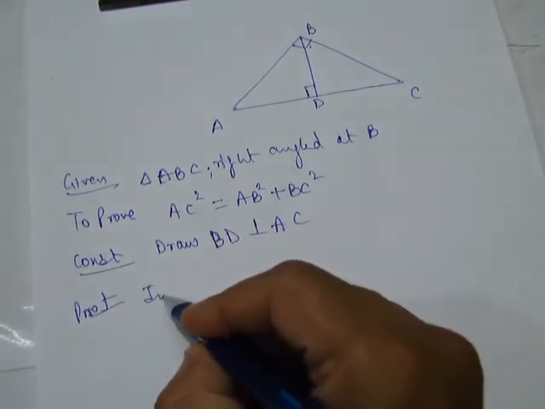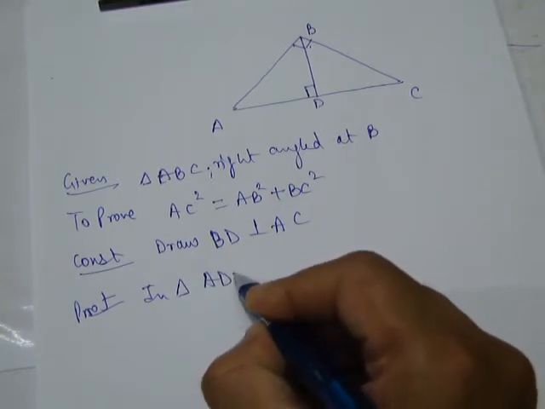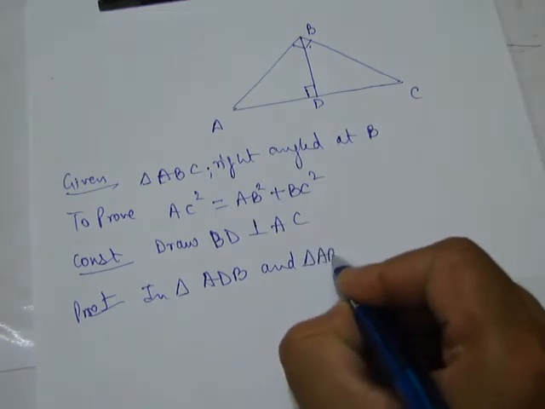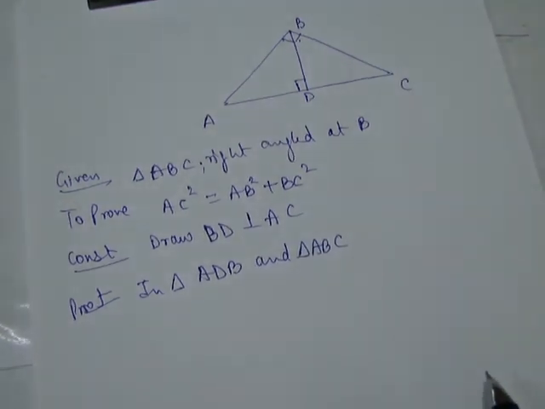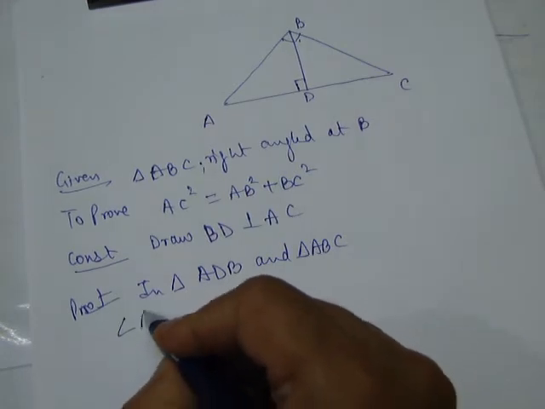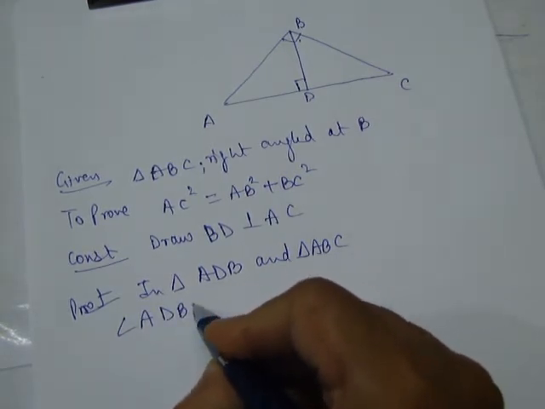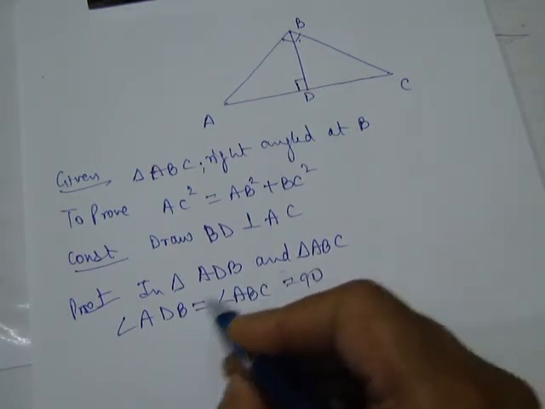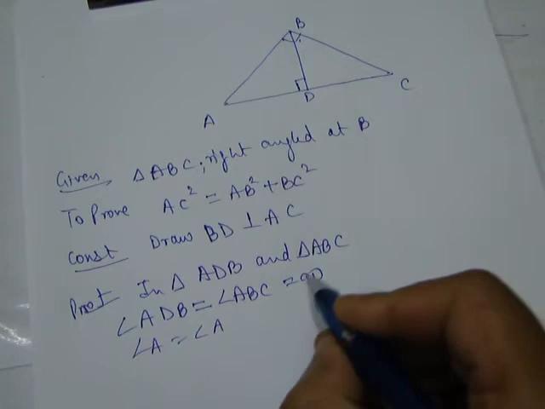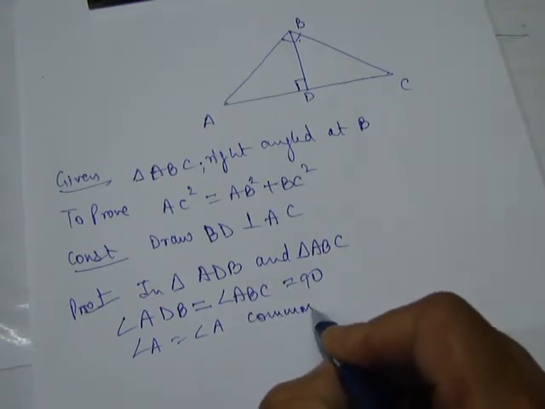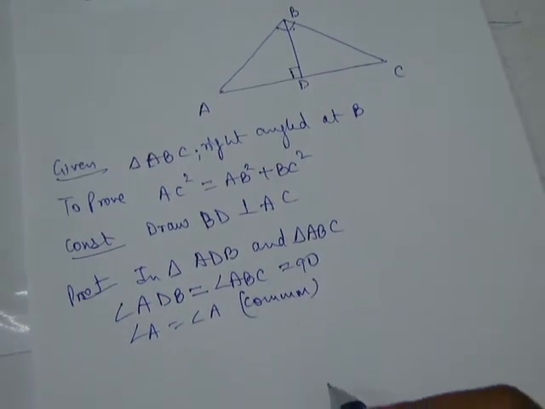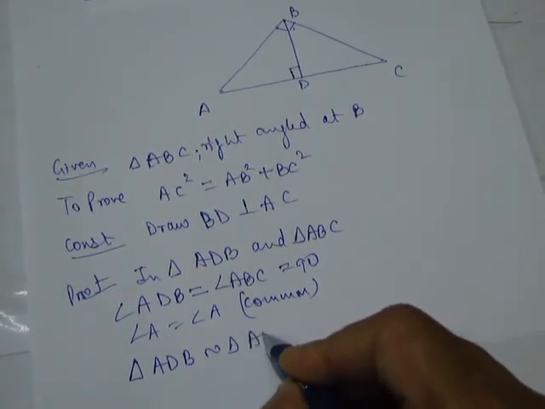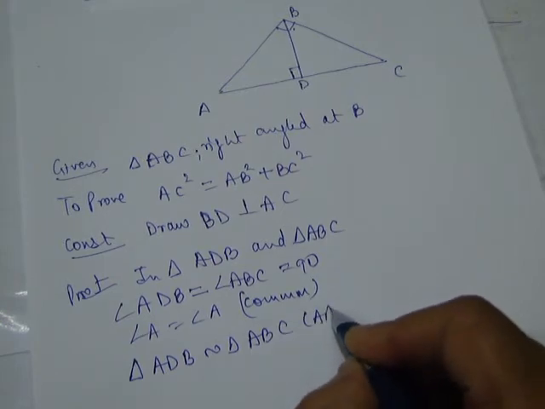Now proof. In triangle ADB and triangle ABC. Now we can show these two triangles as similar because here angle ADB is 90 degrees and angle ABC is also 90 degrees. And angle A is common in both the triangles. So we can say that these two triangles are similar. Triangle ADB is similar to triangle ABC by AA similarity.